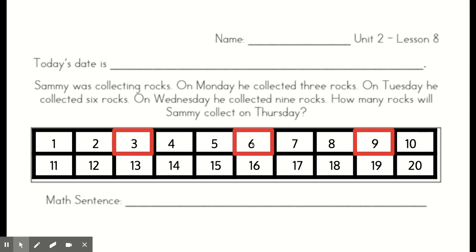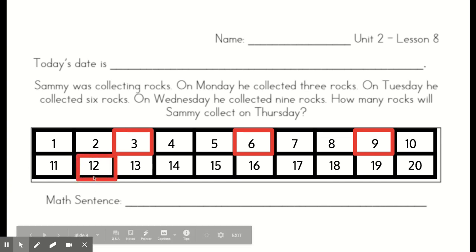3 plus 3 is 6. 6 plus 3 is 9. So you can think of it as moving 3 spaces. 1, 2, 3 on your hundreds chart. 1, 2, 3, and move 3 again. 1, 2, 3. And that's 12. So you have a pattern going here.